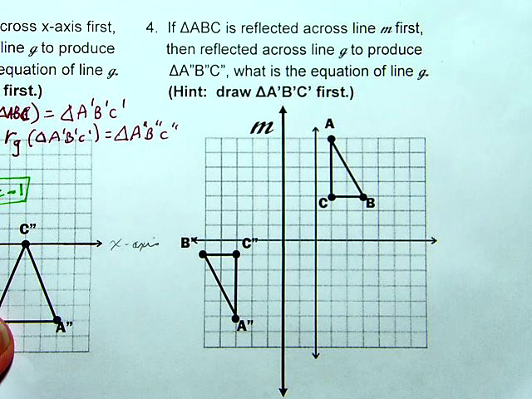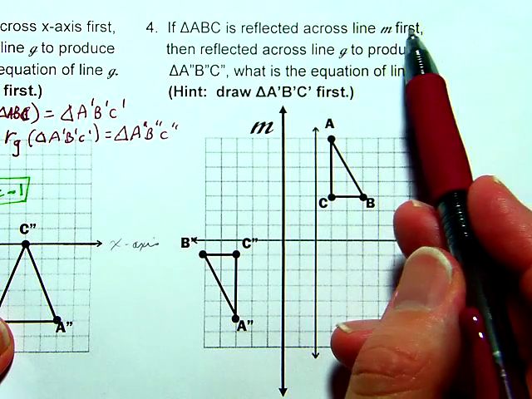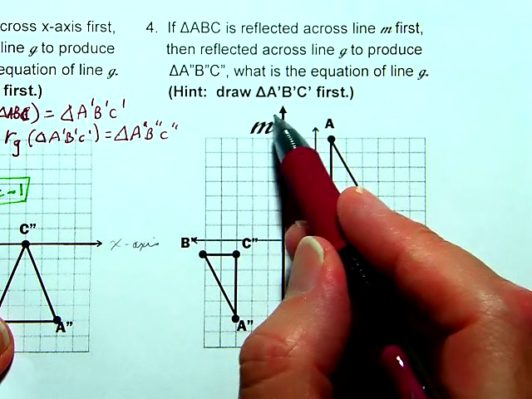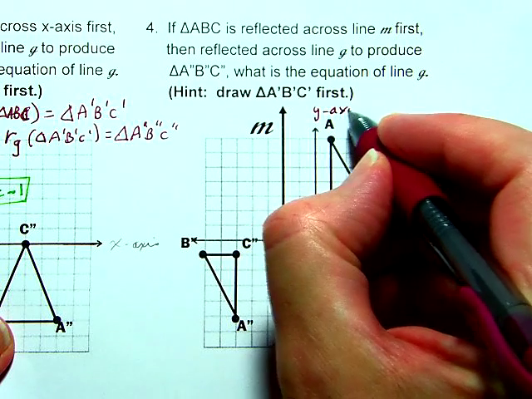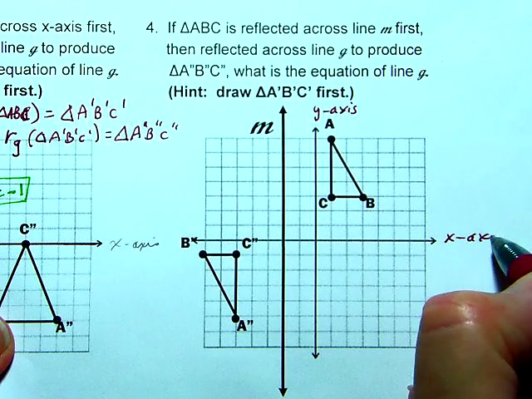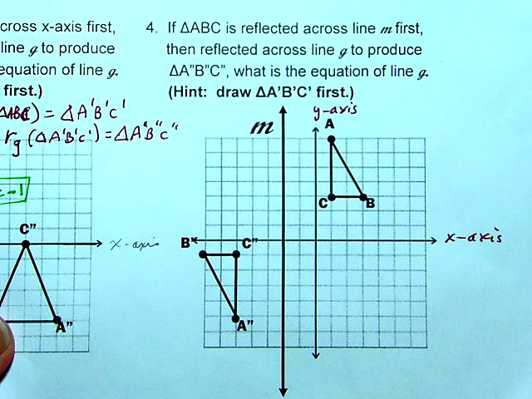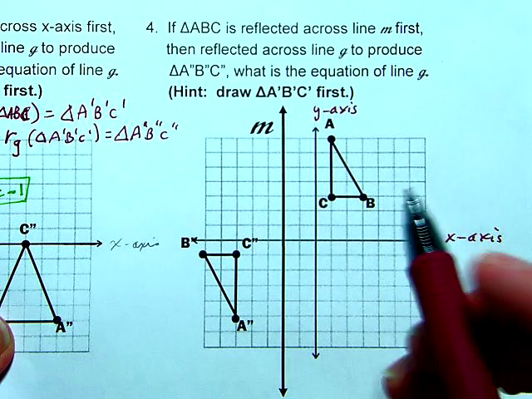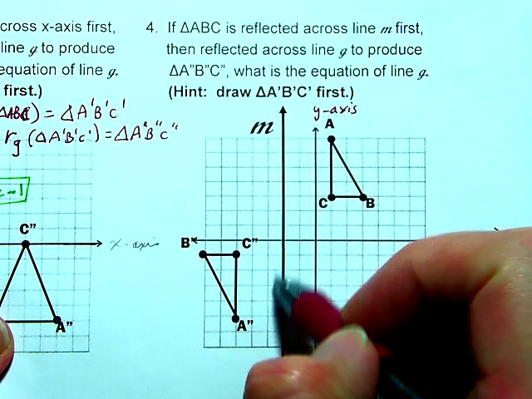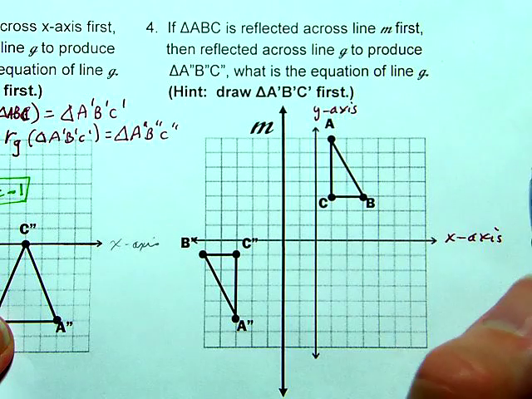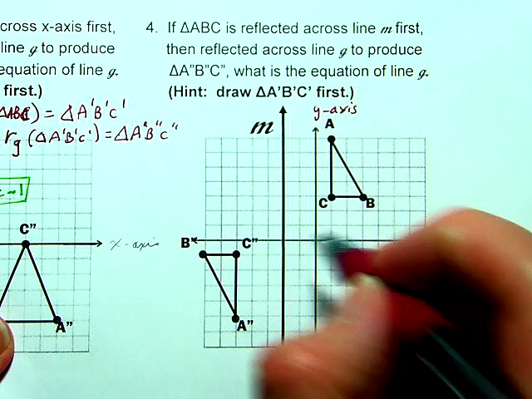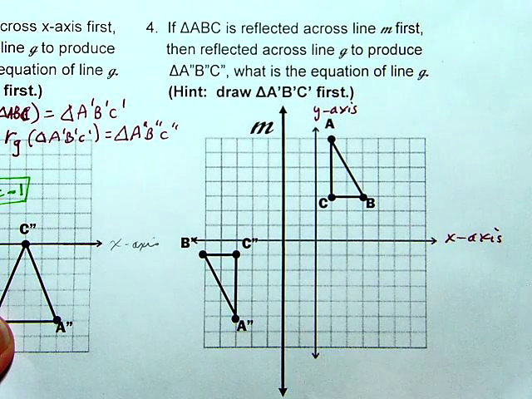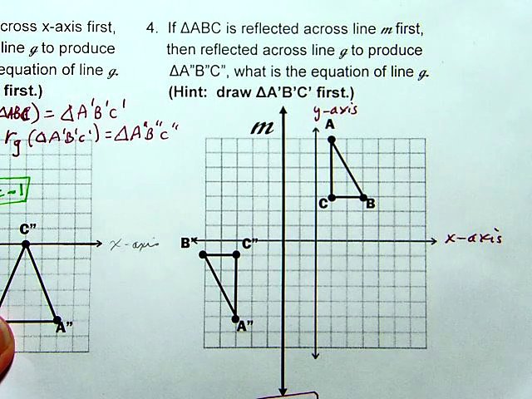So let's do that. They're telling us that ABC is reflected across line M. So this is line M. Let's make sure we label our y-axis over here and our x-axis over here. So we're not reflecting over the y-axis. We're reflecting over line M. What is the equation of line M, by the way? Well, here x is equal to -2. So the equation here would be x equals -2. They're not asking us that, but it's just good to know it.